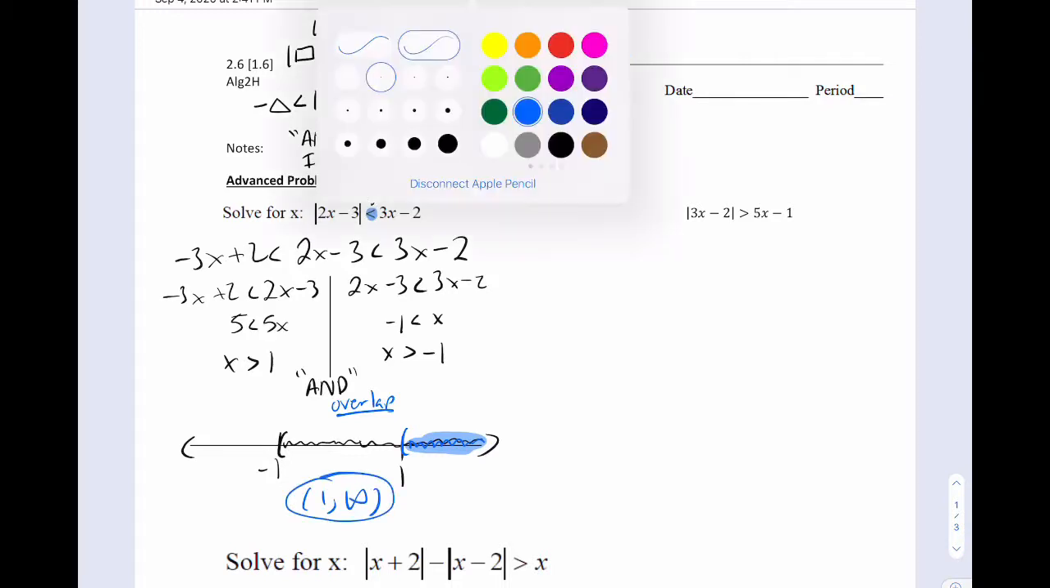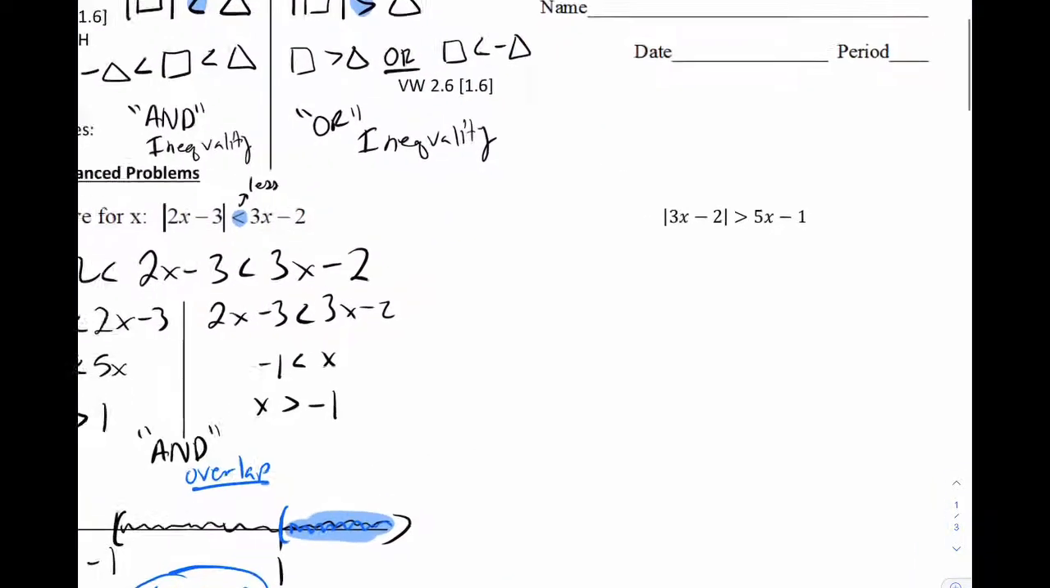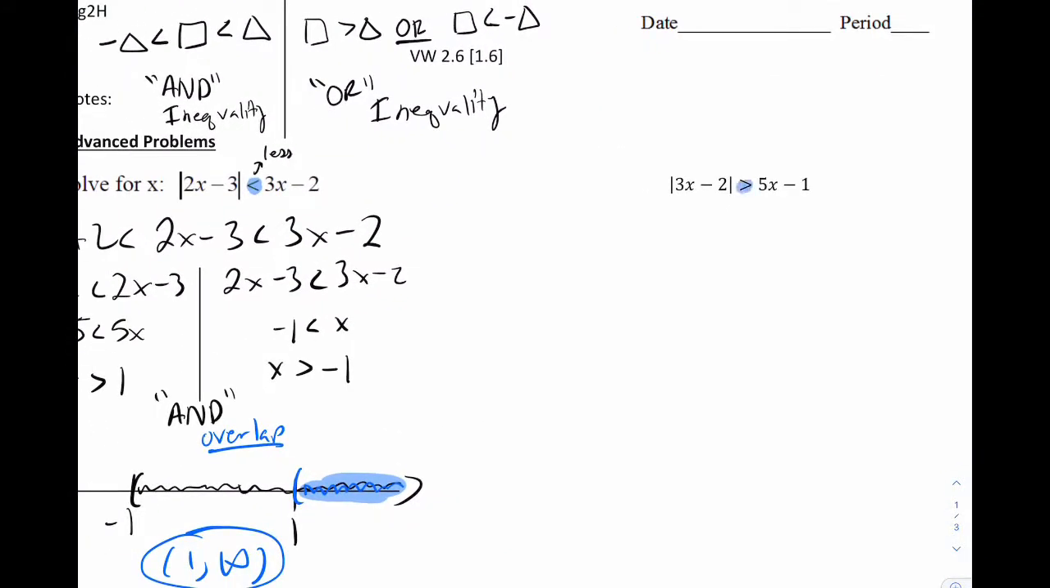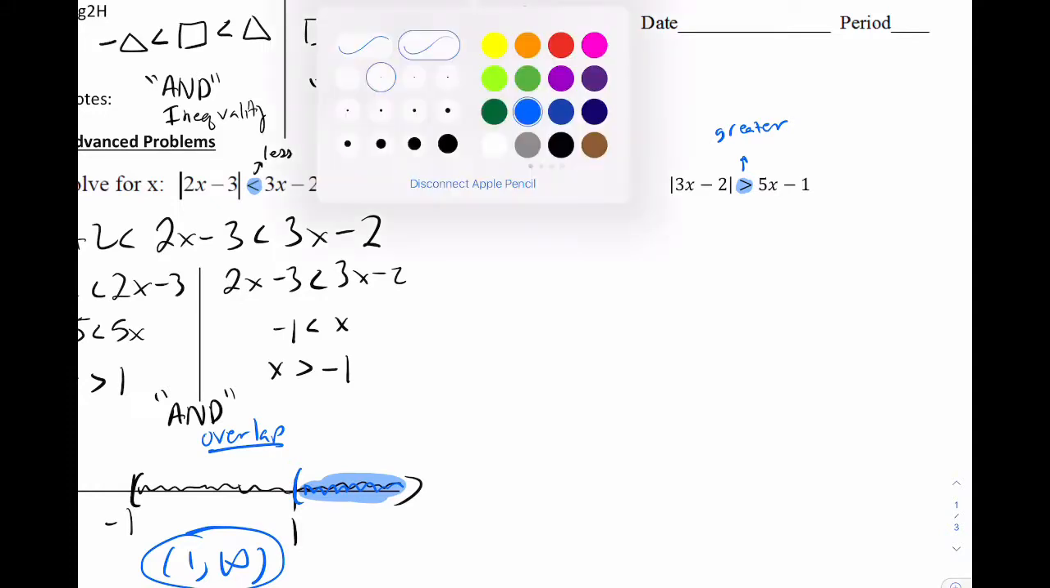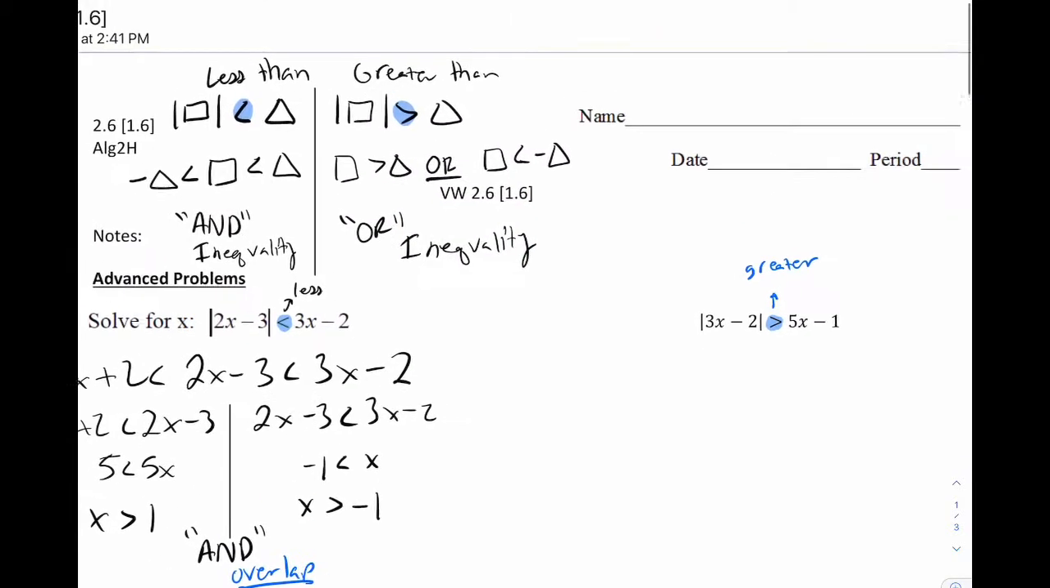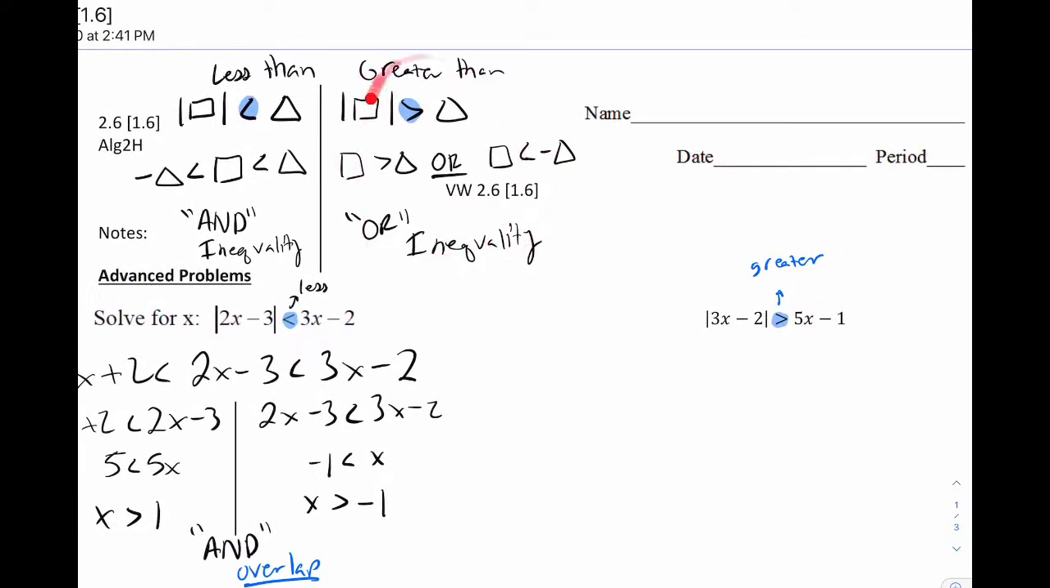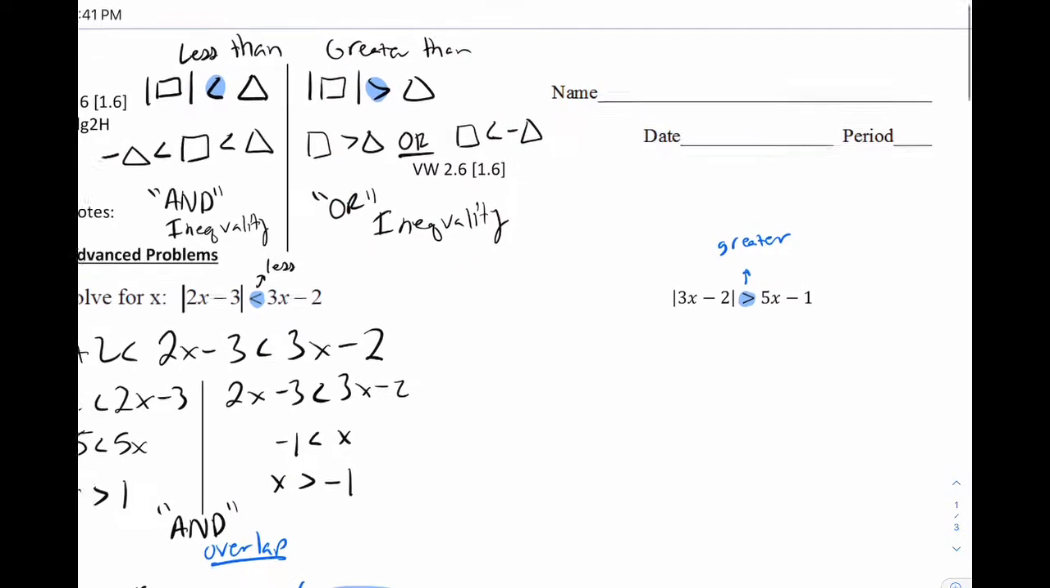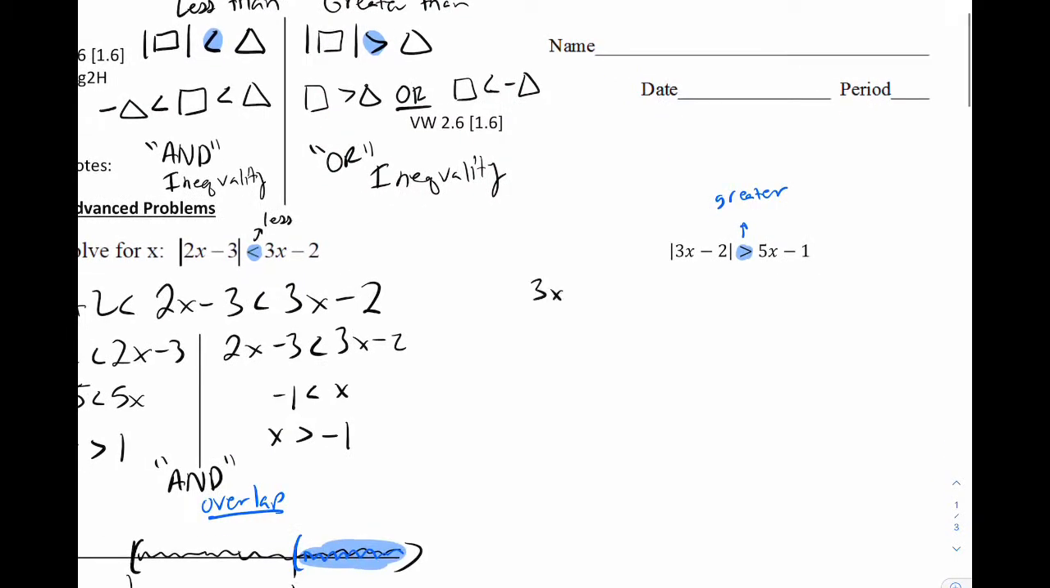So now let's try the other situation. So look at this one. Notice how this one says greater. You don't have to write this out. I'm just writing it so it's quite clear for us. So greater is going to create this OR situation. So I'm going to write 3x minus 2, the box, must be greater than 5x minus 1, or 3x minus 2 should be less than the negation.